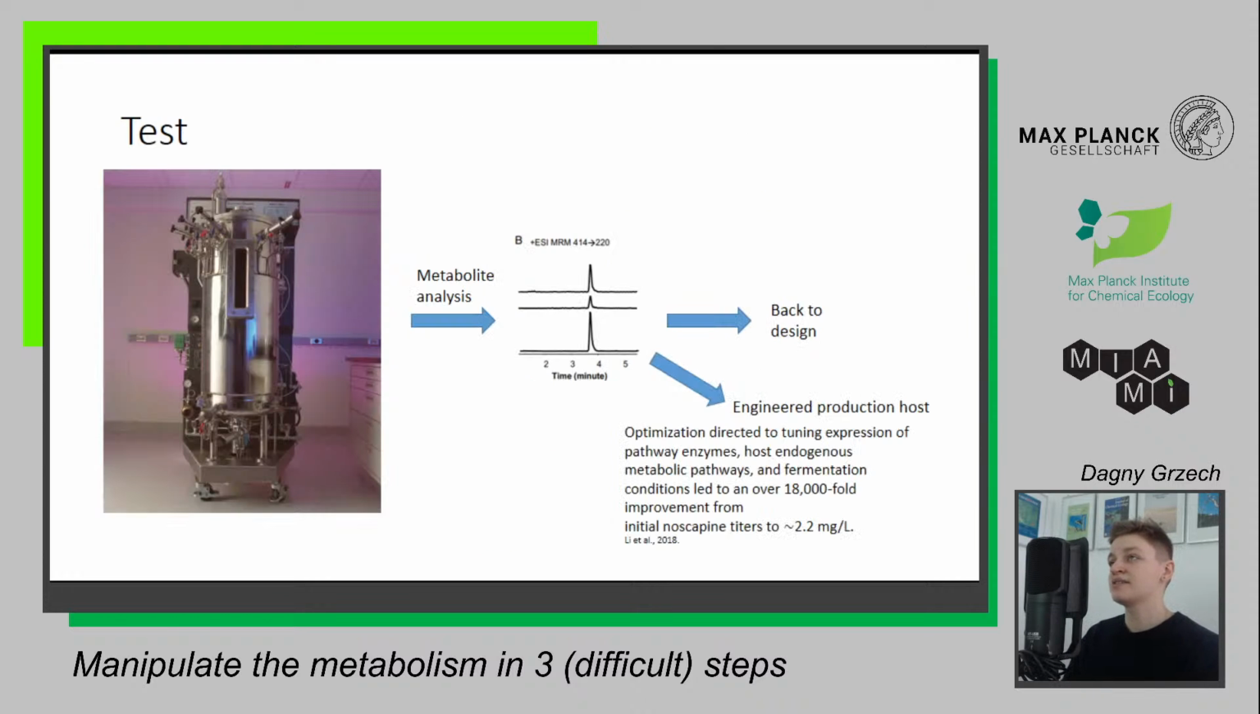And then the last step of this cycle is test. So actually this is the most exciting step, I think.